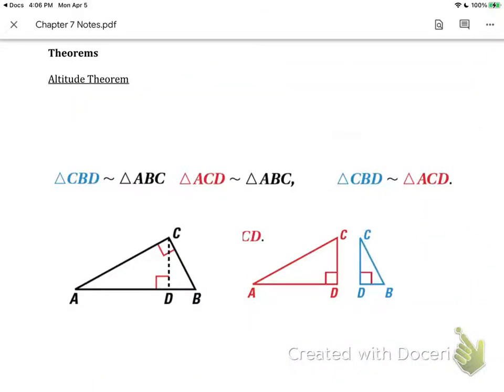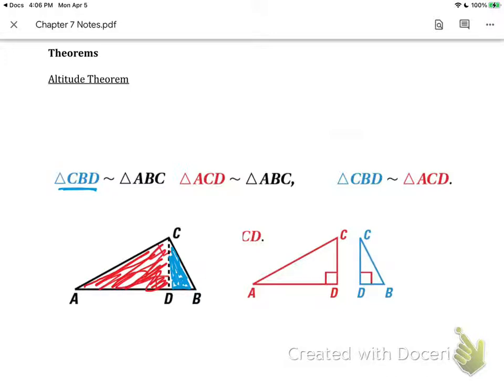So what you want to do is look at these similarity statements. This says triangle CBD. CBD is this triangle right here. So let me match it up with color. This blue triangle is my CBD. The ABC is the big triangle, so I'm not going to color that in. The ACD is going to be this triangle right here, this whole triangle right here.